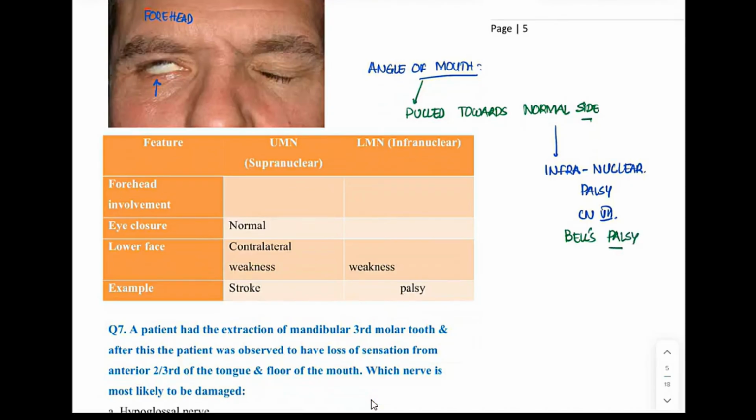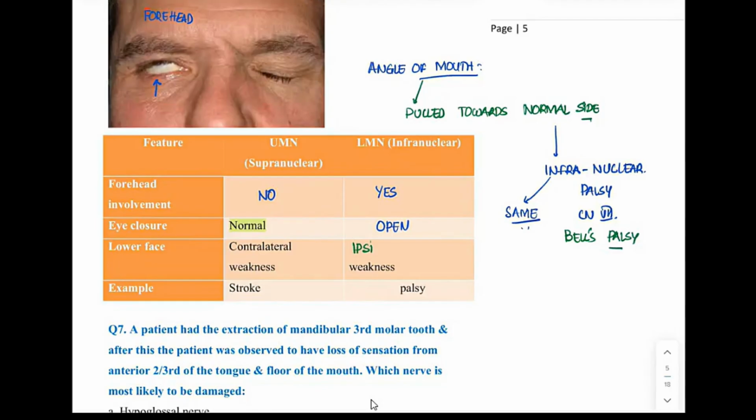So in Bell's palsy, there is involvement of the forehead. But in supranuclear palsy, it will not be seen. In supranuclear, that is upper motor neuron, the eye can be closed, but in a case of Bell's palsy, it will remain open, as you can see in the image here. Then in infranuclear palsy, the manifestations are on the same side as the nerve injury. So suppose the patient has right-sided facial nerve palsy, then the patient will have features on the right side only. That is known as ipsilateral.